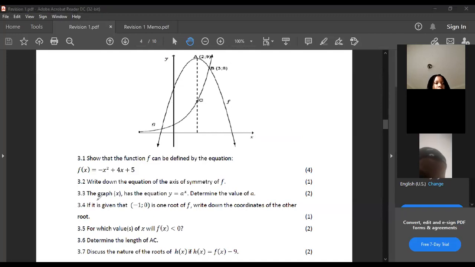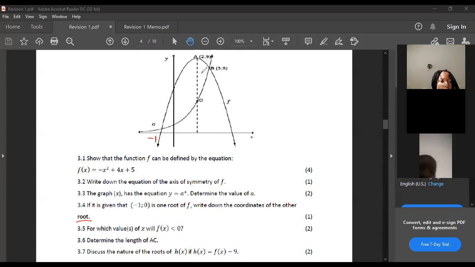All right. Now it says, if it is given that minus 1 and 0 is one root of f, that means it's minus 1 here, is one root of f. Remember, root is the intercept. Write down the coordinates of the other root.